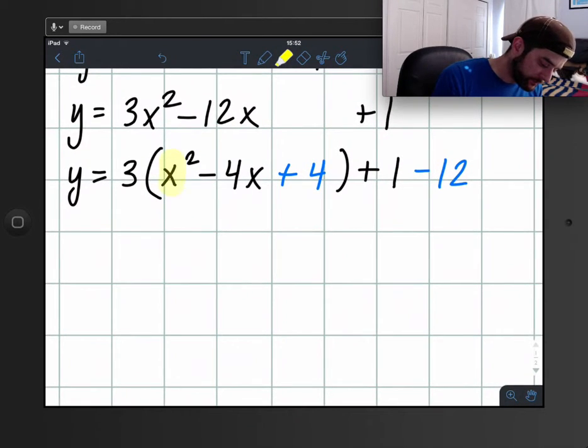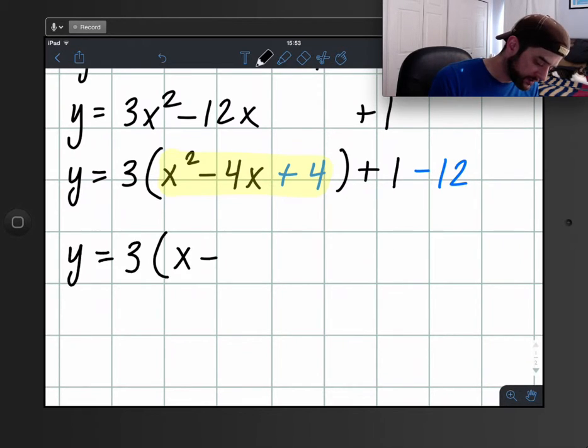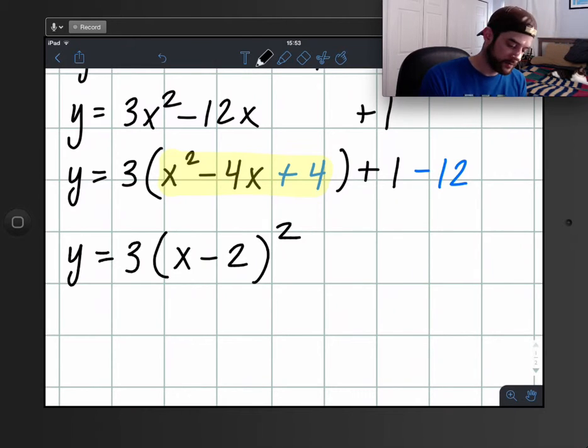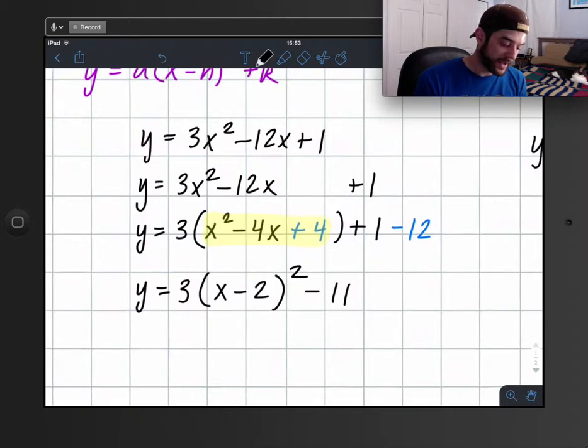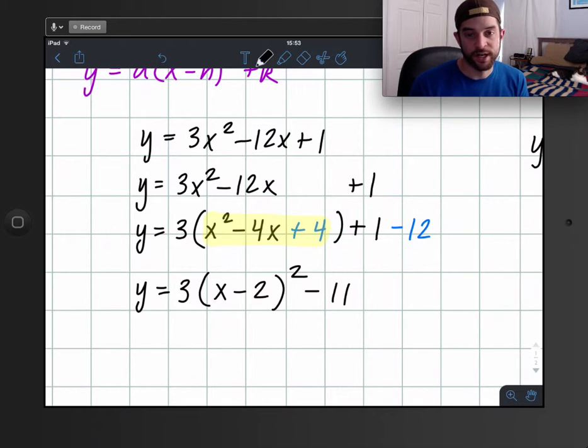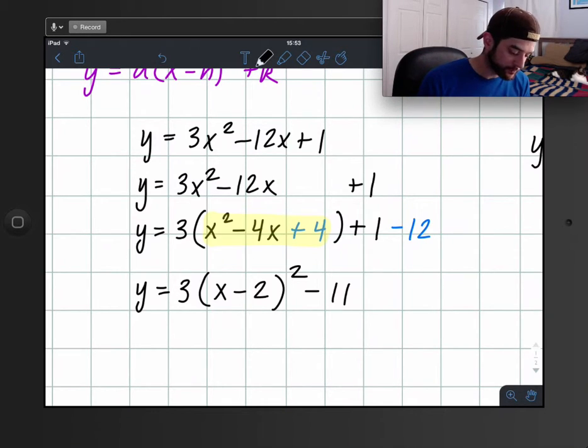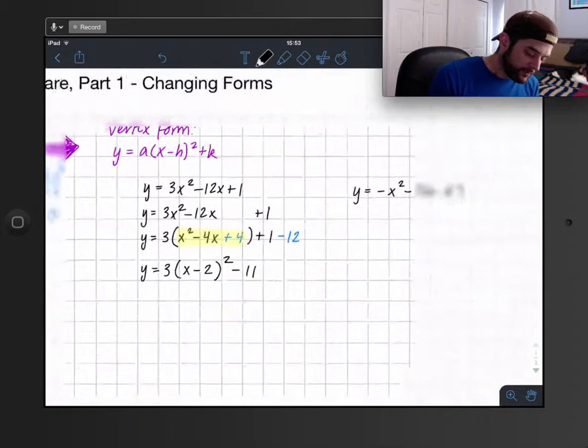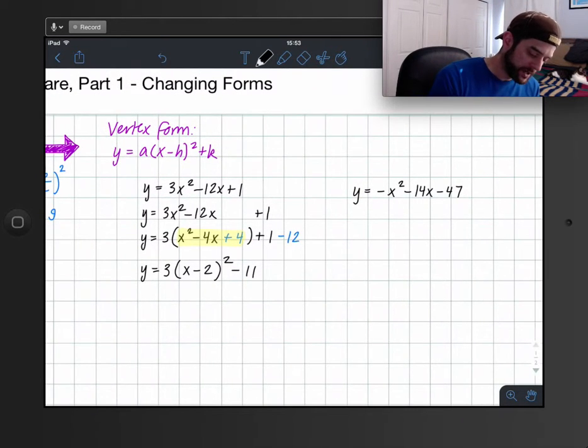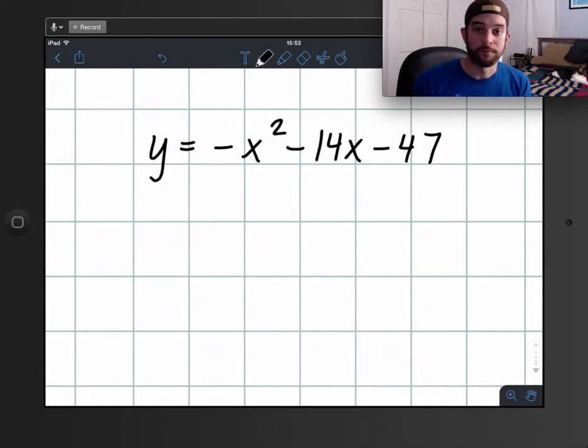But as before, I have a trinomial that can be factored. So y equals 3, and this is x plus half of b, squared. And then 1 minus 12 is negative 11. So again, I have the vertex form of the quadratic equation I started with, and I know the vertex is 2, negative 11. So not too bad. This last one though is a little strange because my leading coefficient is negative 1. Nothing else changes, but you're going to see why this is a little bit of a strange example.